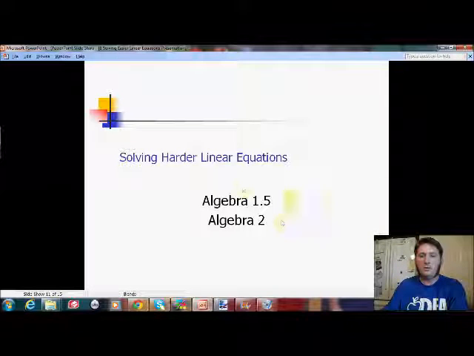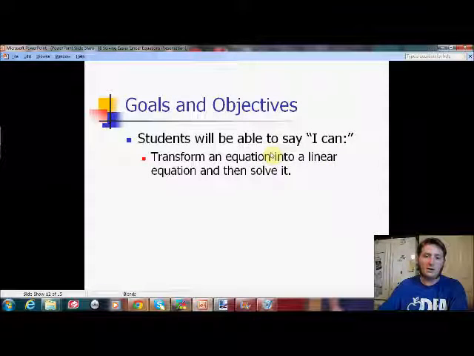Hello, here we go with the next lesson on harder equations that are still going to be linear, but they may not appear to be linear at first. It may take a little work to get them to be linear. And in fact, that's the goal: transform an equation into a linear equation and then solve it.